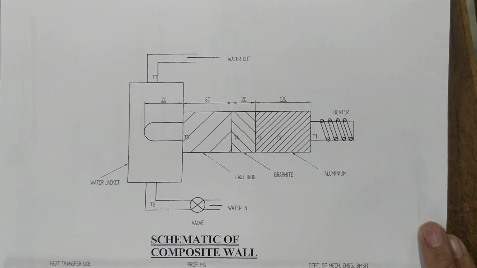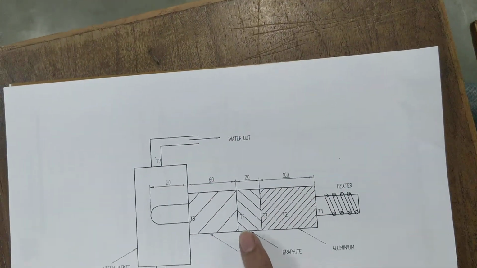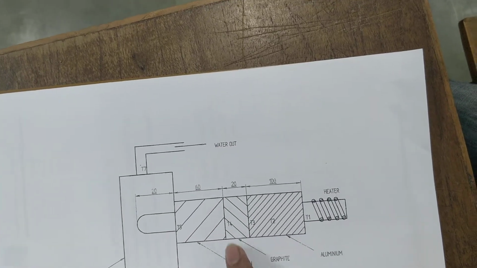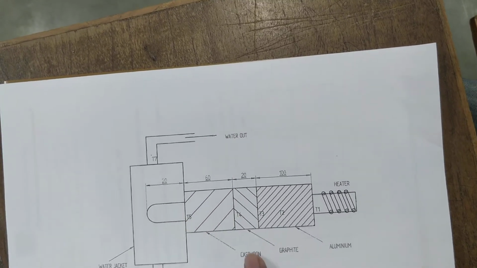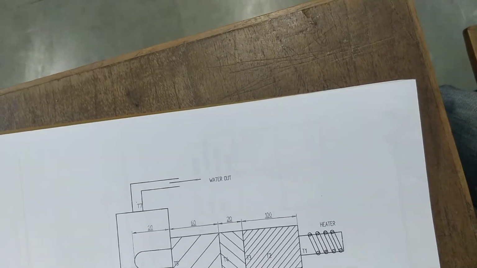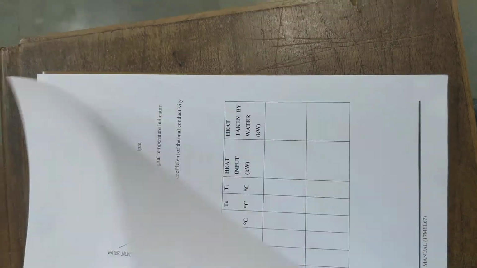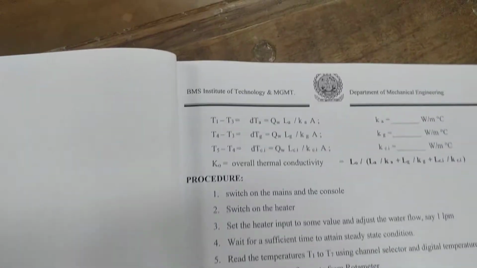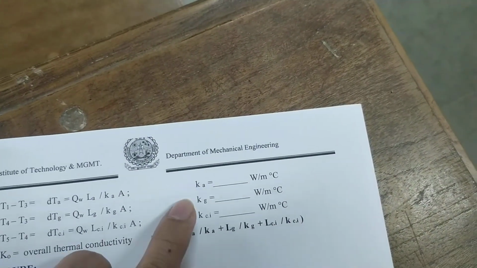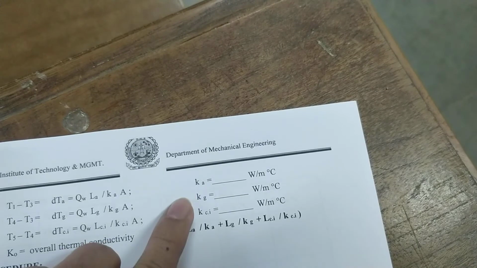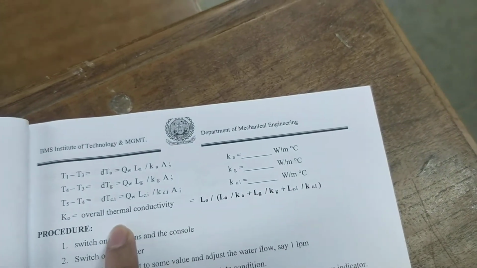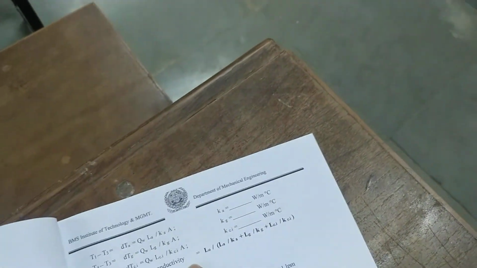Now if you look at the schematic, we have aluminum, graphite and cast iron, and you see temperatures T1 to T3 here, T3, T4 across graphite, and T4, T5 across cast iron, and T5, T6, T7 across the water inlet. Once you get these differences, using these temperature differences you will get the specific thermal conductivity across these three surfaces, and then you substitute in this formula to get the overall thermal conductivity, which is the objective of the experiment.